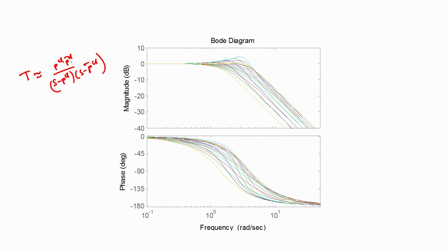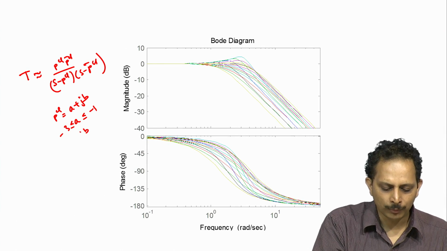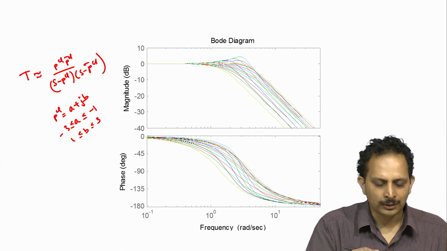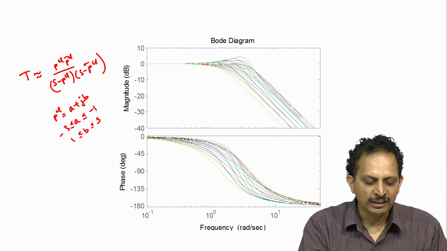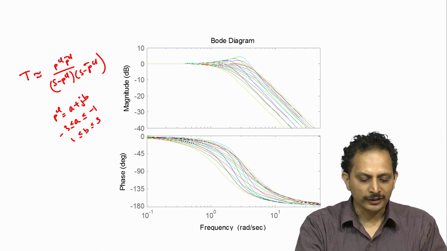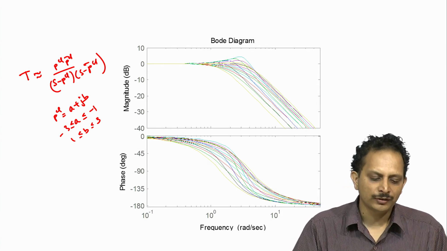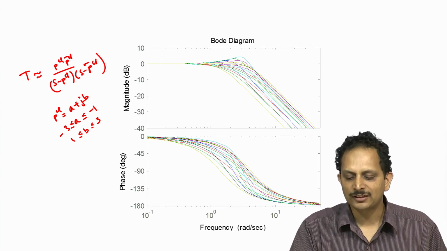Now PCL and PCL bar can be numbers of the form PCL is equal to A plus jB, and we allow for the parameter A to vary between its limits, namely -3 and -1, and we allow for B to vary between its limits, namely 1 and 3. And when we take a number of values for A between its limits and correspondingly a number of values of B within its limits, and for each of these combinations of A and B we compute the transmission function and then draw the Bode plot of that transmission function, we get the set of curves that I have shown here.